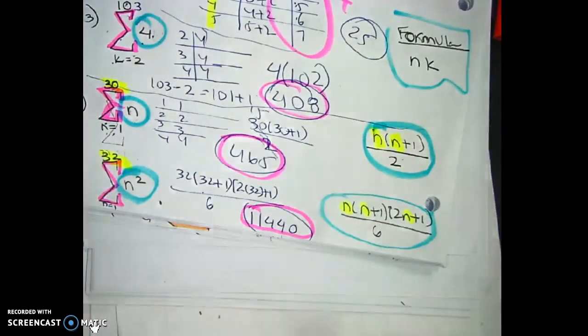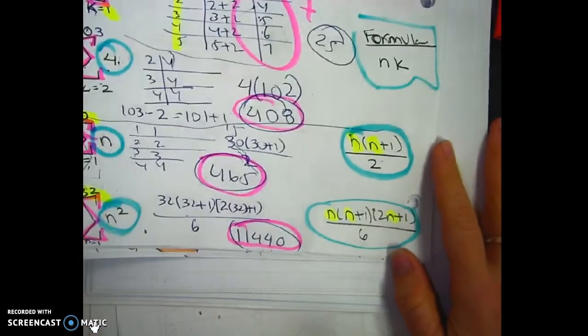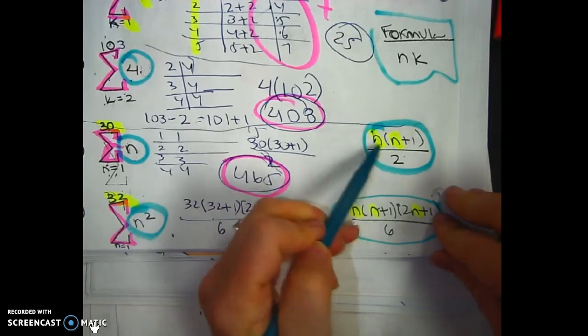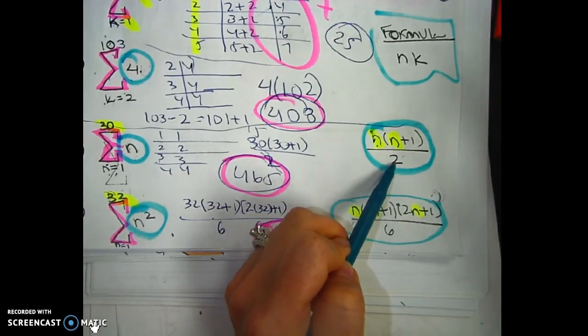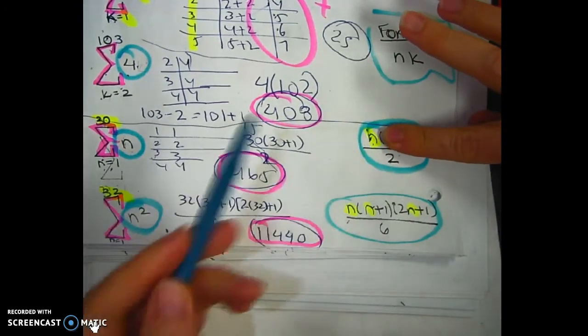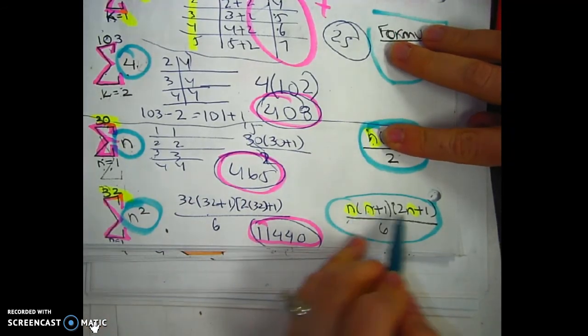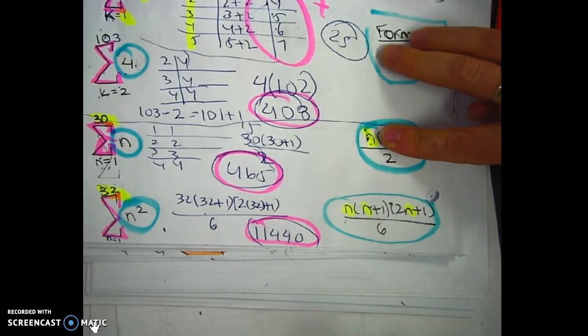11440. Now, the way I remember this, of course, you know I have silly ways to remember things. If you look, this has an n, this has an n plus 1. There's 2 n's, that's why it's divided by 2. It's also the beginning of the arithmetic sequence. And then if you look here, there's 1, 2, 3, 4, 5, 6, and that's how I remember divided by 6.